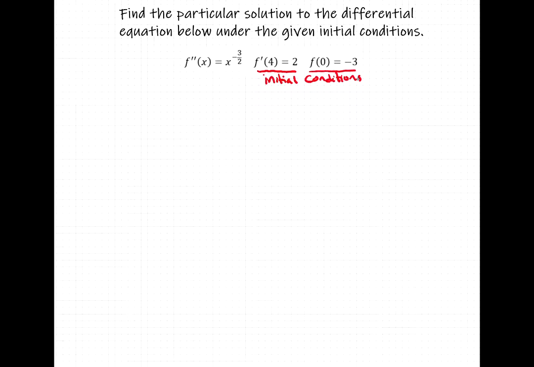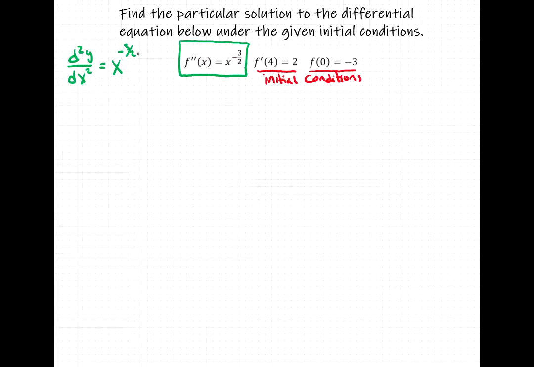And you may see something like this. So the equation that we're trying to solve is this guy right here. And you may see this written a slightly different way. You may see d2y over dx squared equals... So that just means the second derivative is equal to x to the -3 over 2.